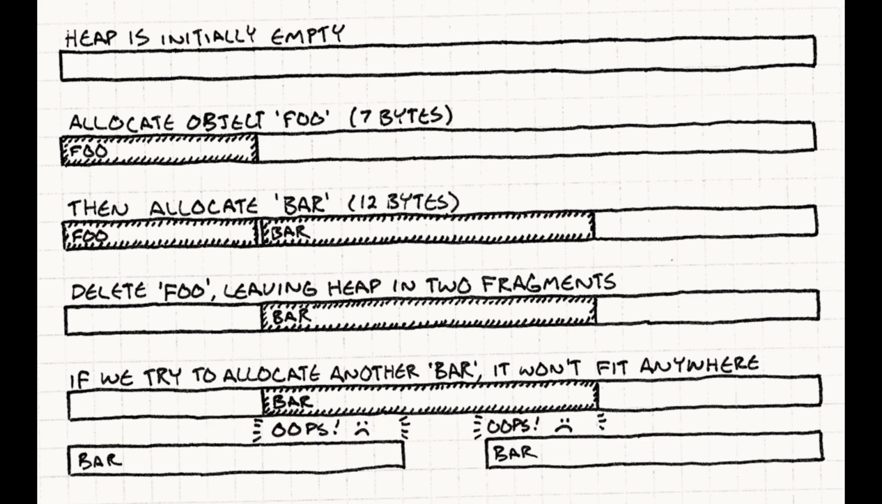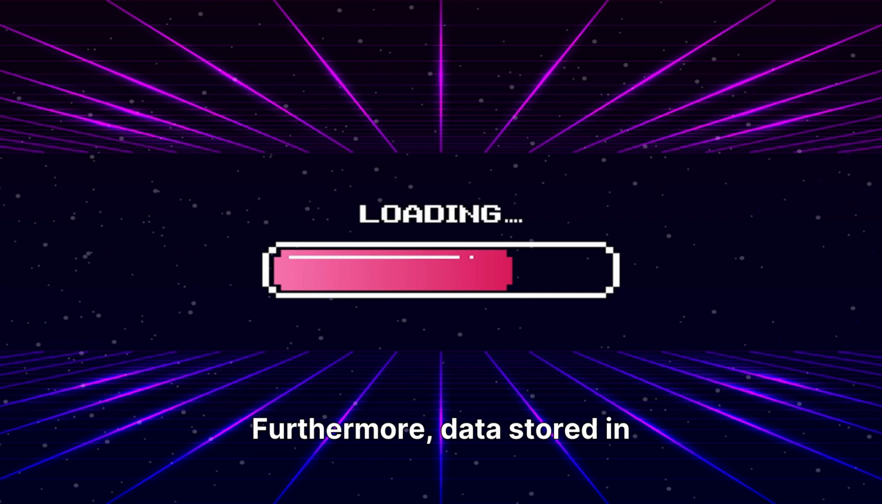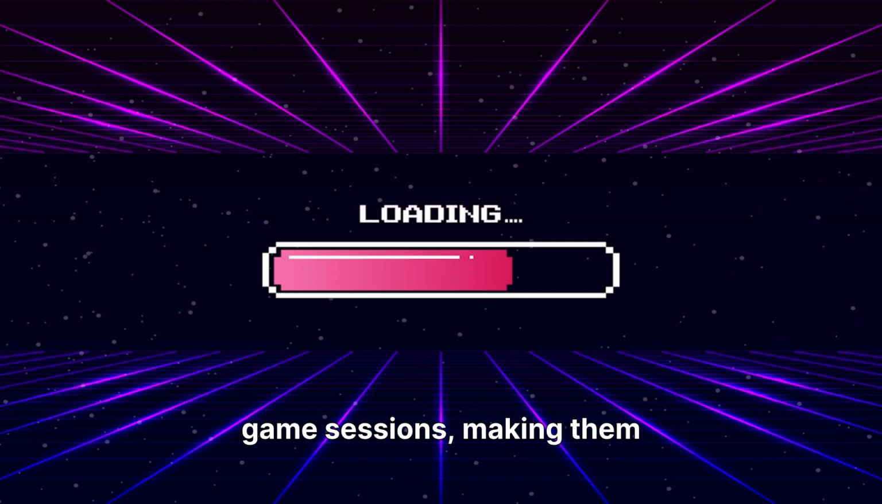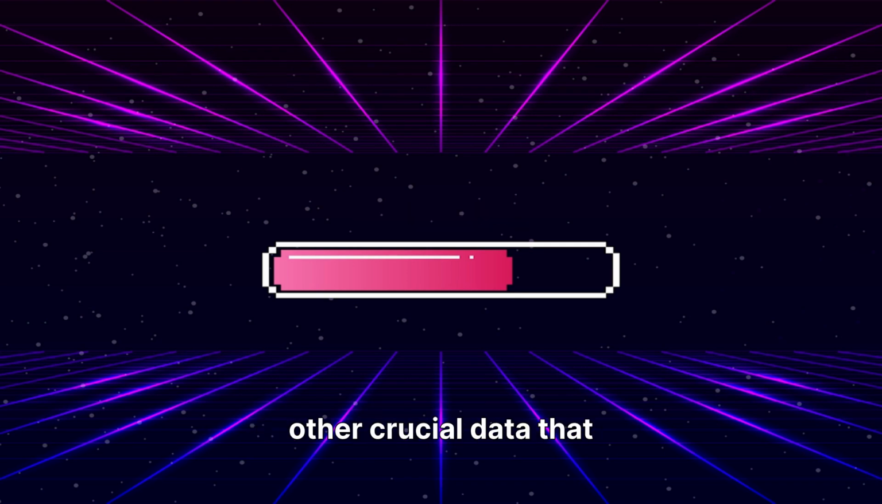Memory efficiency is another significant advantage. By centralizing data in scriptable objects, you avoid creating redundant copies of the same information. This shared data approach significantly boosts performance, especially in large-scale projects with many instances of similar data. Furthermore, data stored in scriptable objects can persist between game sessions, making them ideal for saving game settings, player profiles, or other crucial data that needs to be loaded and maintained across different playtimes. This ensures a consistent player experience.